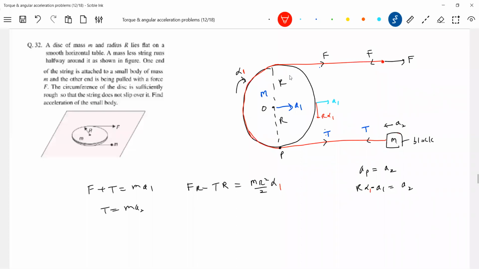So what about the acceleration of this point? What is the acceleration of Q? It should be equal to A1 plus R alpha 1. Like that, you can find the acceleration of any point, and it should be the vector sum of acceleration due to translative motion and acceleration due to rotative motion. So this is a constraint equation. R alpha 1 minus A1 should be equal to A2.